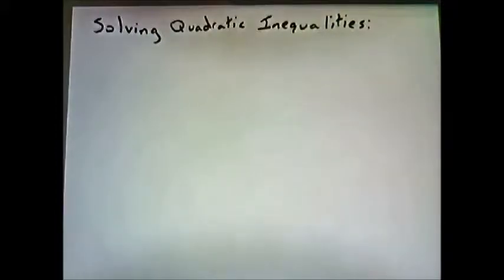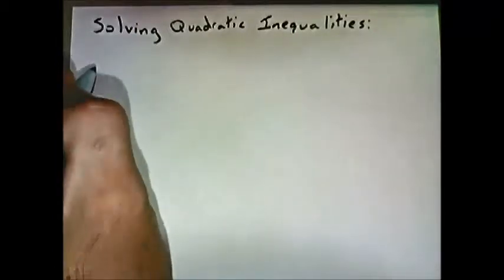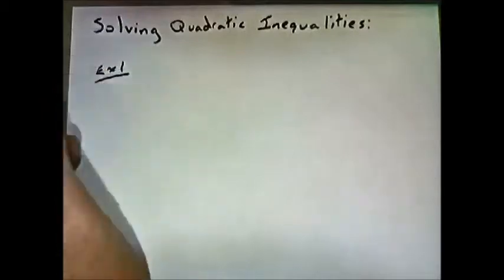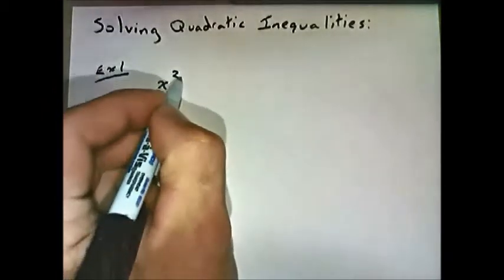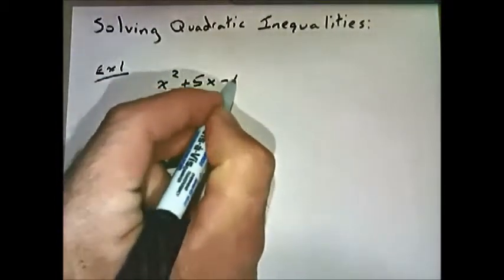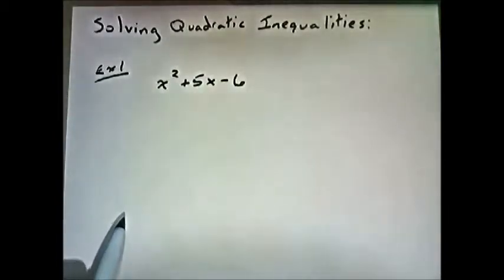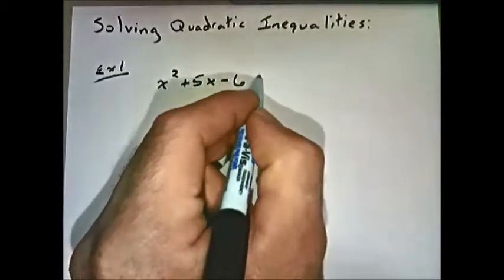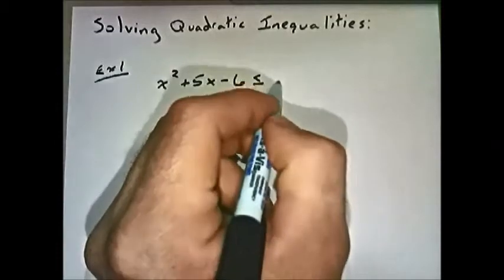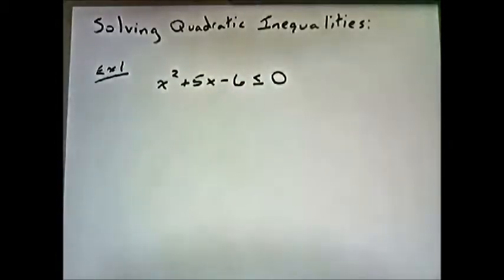When solving a quadratic inequality, there are several questions one must answer. Let's begin by looking at an example. We'll first start out with a quadratic equation, x squared plus 5x minus 6, and we'll bring in our inequality, less than or equal to 0.